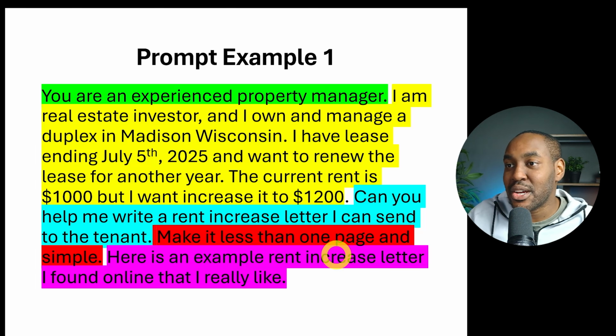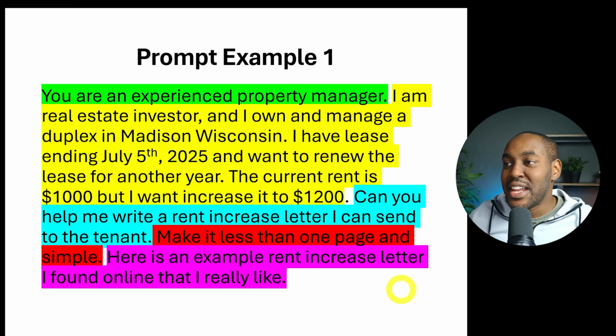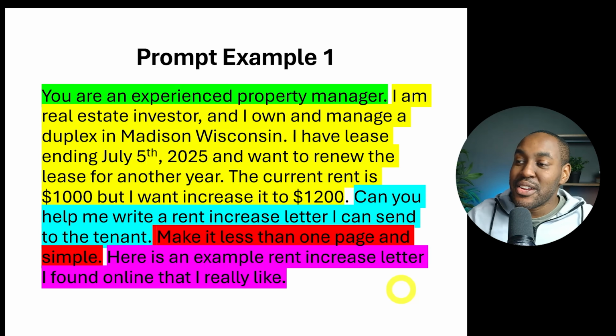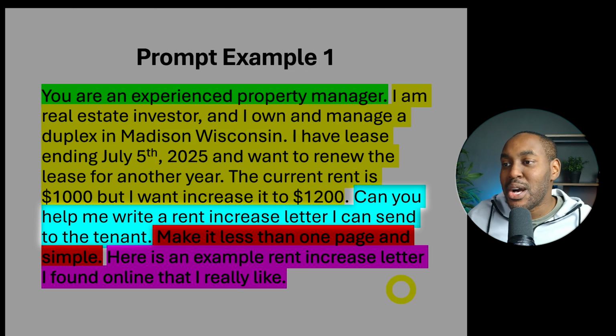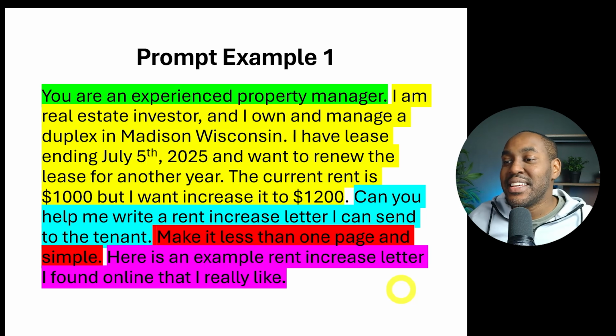So let's take a look at a quick example. So you are an experienced property manager. That's the persona I'm giving to the AI. And then I'm telling it a little bit about me. I'm a real estate investor. I own some properties. I have a lease ending. So that's my information, the context. And then here's the task. Can you help me write a rent increase letter that I can send to a tenant? That's what I want it to do. The format, make it less than 1 page and make it simple. And then finally, an example.